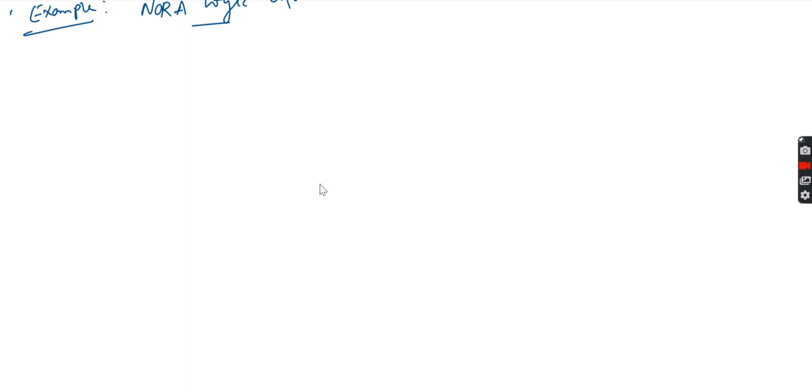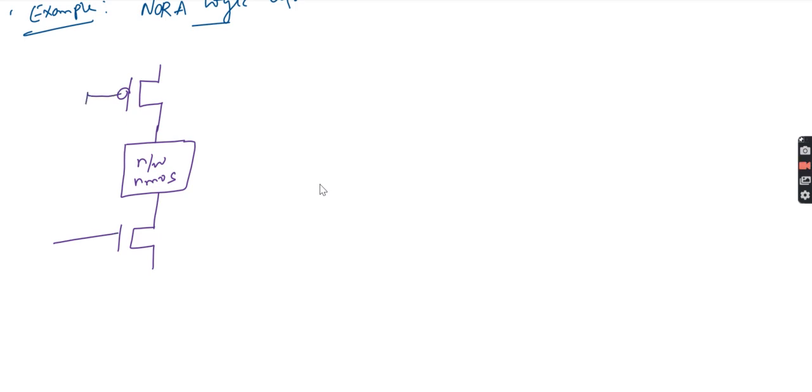Let me draw that here. PMOS. This will be your NMOS network, that is, the network is an NMOS network or PMOS network, okay. Then here is NMOS, connected like this, and this will be your clock. Here we apply the inputs, and since it is NMOS, you take the output here. This will be your VDD.